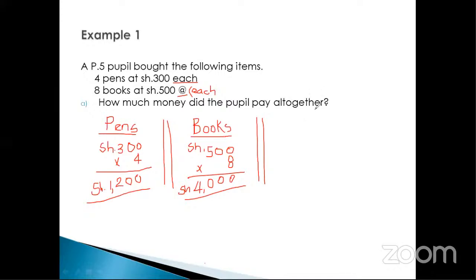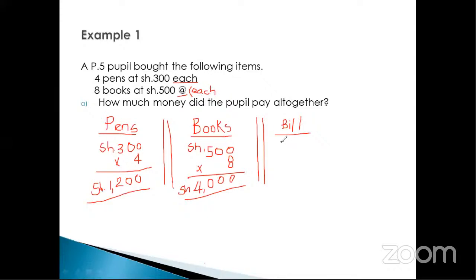Calbert? By adding the total number that we have got from the pens and books. So we can even write our adding as bill. Bill is that total money that we are going to find after buying all these items. Yes, you can continue.